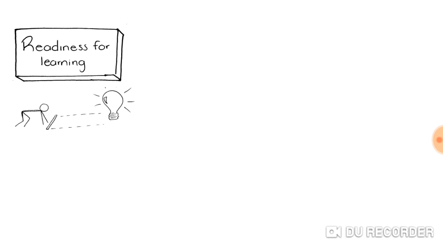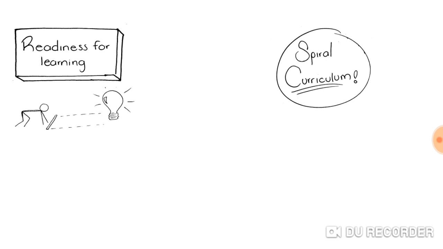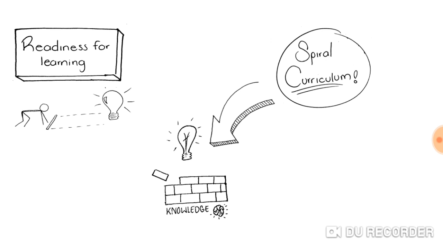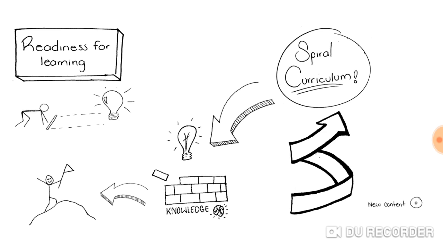Bruner introduces the idea of readiness for learning. He also introduced the idea of spiral curriculum. Spiral curriculum refers to the idea of building on prior knowledge and elaborating to the level of understanding and mastery. First, new content is presented. Second, there must be a revision process in which kids go over and over the new information until finally mastering the new knowledge.